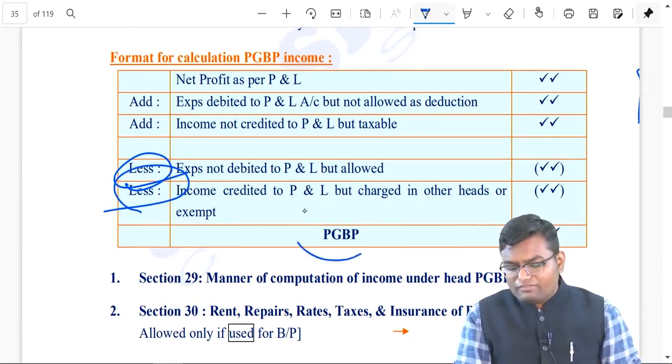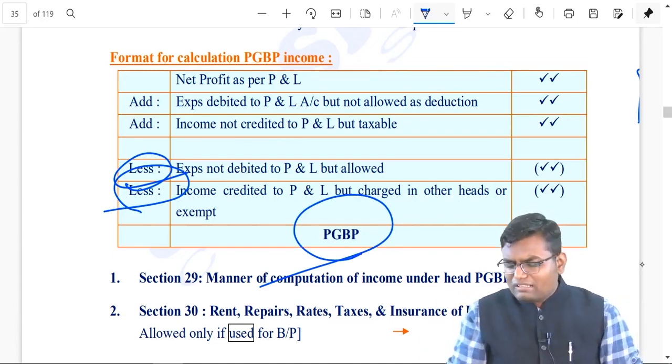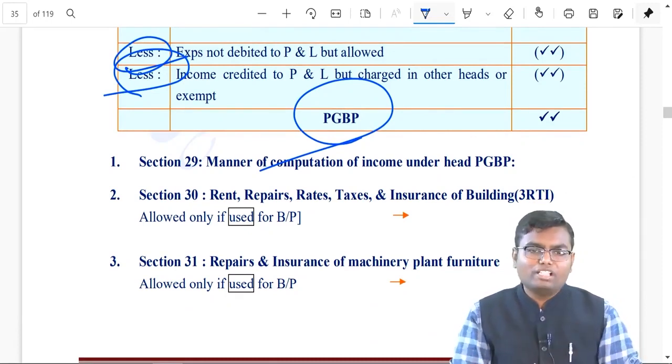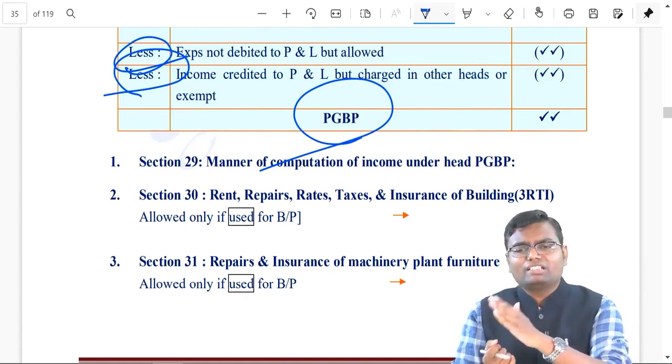And then what we will get is called profit and gain from business or profession, that is the PGBP income. Now the very first section for computation is section 29, which says the manner of computation, which says that compute PGBP income from section 30 onwards.